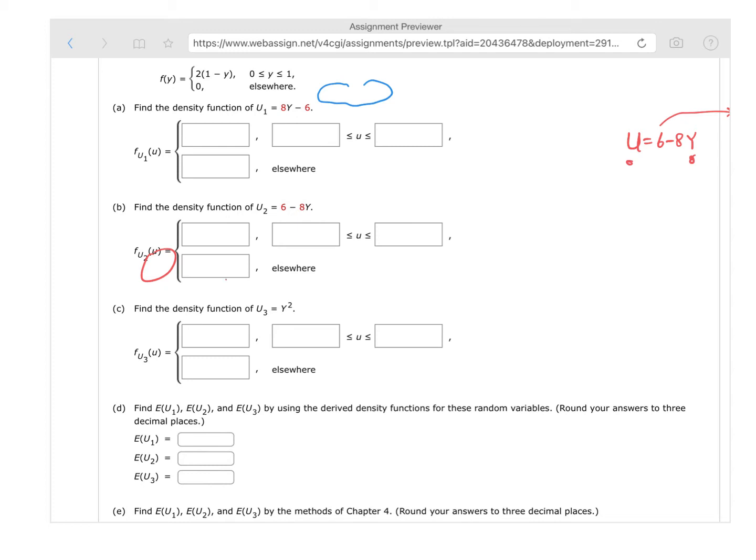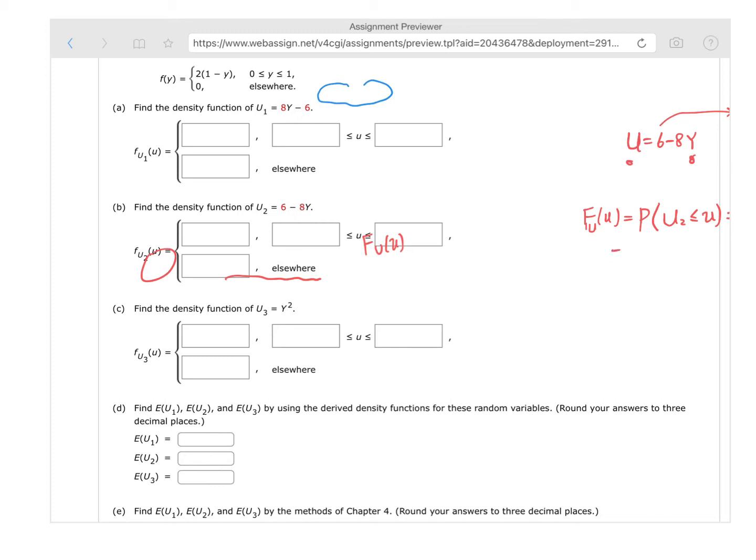How do we find the PDF of this U2? We need to find its CDF, right? I will skip the subscripts here. In other words, I want to find F_U2 of u. According to the definition, this is equal to the probability that U2 is less than or equal to u. And what is your U2? It is 6 minus 8y, so 6 minus 8y is less than or equal to u. This u is a particular value.